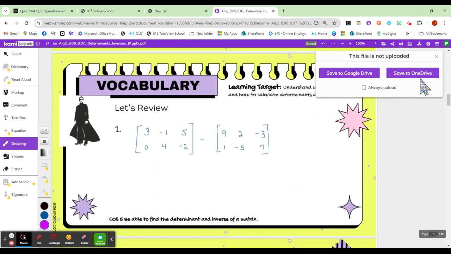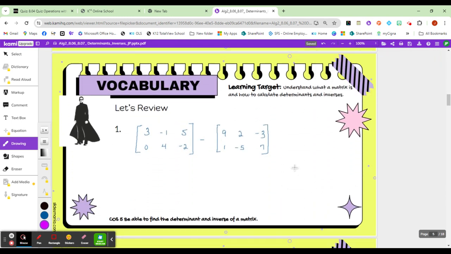I did want to review before I got into inverses and determinants, just a little bit in case you were struggling with some of the earlier sections in Unit 8. So number 1 is an example of a subtraction problem. When we're adding or subtracting, our dimensions do have to be the same. So both of these matrices have 2 rows and 3 columns. That's the only way we can add and subtract.